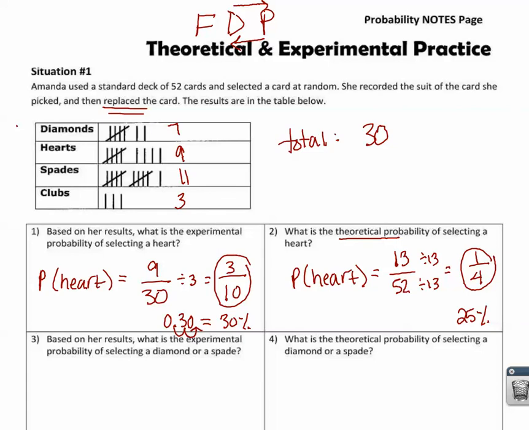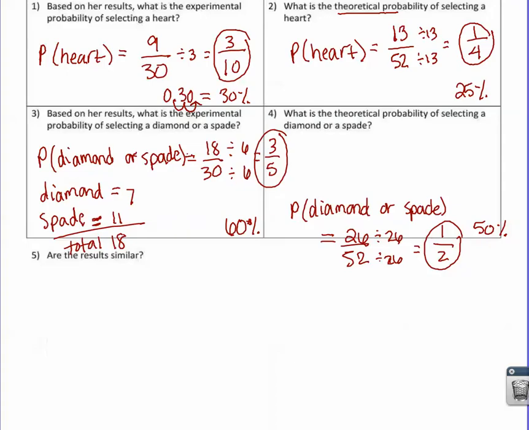Pause the video and try 3 and 4. In problem 3, it wants to know the probability of a diamond or a spade. So you need to add together how many diamonds you have and how many spades you have. So in the experimental probability, I got 7 diamonds and 11 spades, giving me a total of 18 possible outcomes over the 30 trials. Simplify by 6 and you get 3/5.